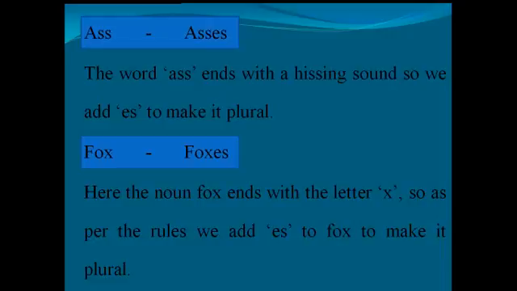Again the word comes fox. The plural form of fox is foxes. The word fox ends with the letter X. So as per the rules that we saw, we just add ES to make it into plural. Let us see the other words like sheep, pear, mathematics, alphabet. These words remain the same whether it is in singular or in plural.